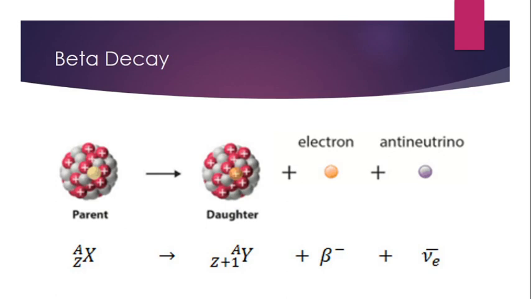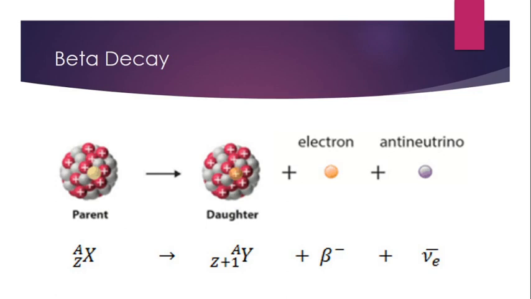Now we are interested in the daughter nuclei. What happens to the daughter nuclei? An electron is emitted and an antineutrino is also emitted. Now what happens to the daughter nuclei? The atomic number is increased by 1. You can see Z plus 1 for Y and the mass number remains the same. So during this process, the mass number of the nuclei does not change but the atomic number increases by 1.